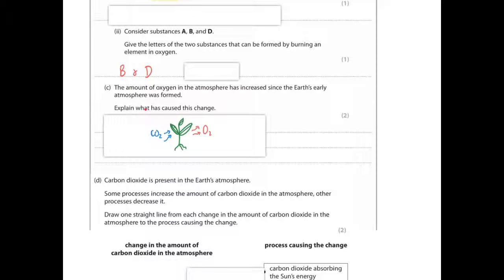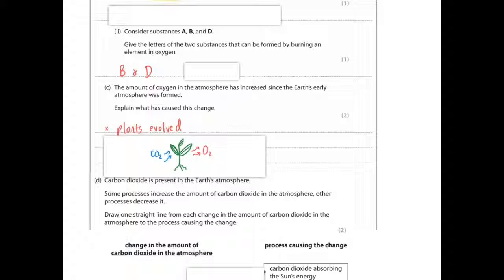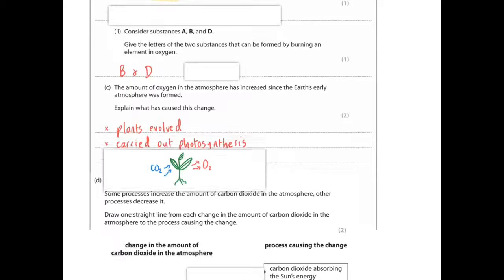It says explain what caused this change. So you'd have to say what happened and what was the effect of this. So what happened was plants evolved, and the effect of this was they carried out photosynthesis. Remember, it's for 2 marks, so look for 2 marking points.